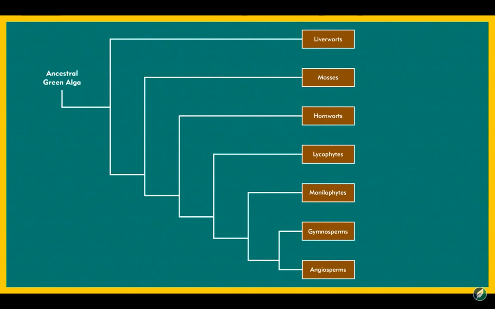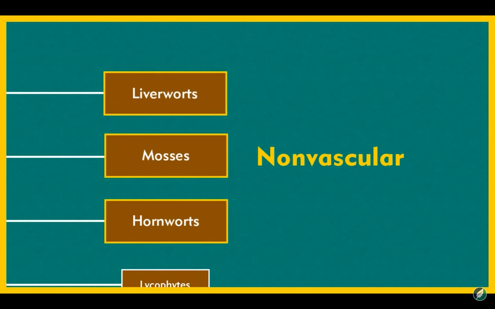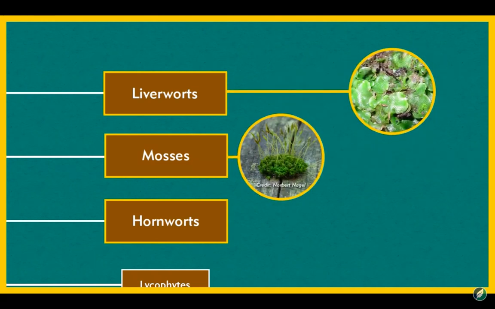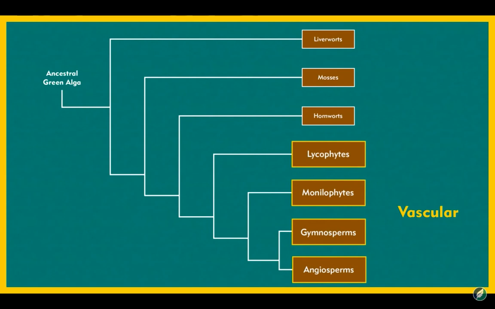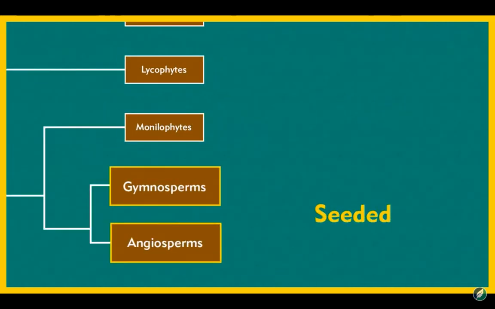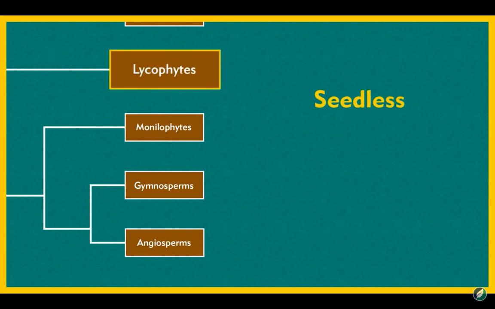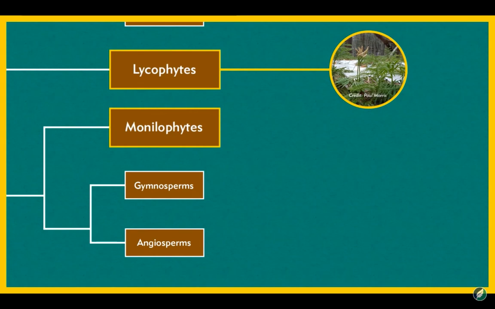The first split on the plant phylogenetic tree is between vascular and non-vascular plants. Non-vascular plants lack extensive developed tissue systems that help move water and nutrients around the plants. These are commonly called bryophytes, or liverworts, mosses, and hornworts. Vascular plants make up all of the rest. In fact, close to 93% of all known plant species are vascular. These species can either be seedless or seeded, and that's the next big split in the tree. Seedless vascular plants include lycophytes, which include club mosses, and monilophytes, which include ferns. So our last and largest group of plant species are vascular and have seeds.